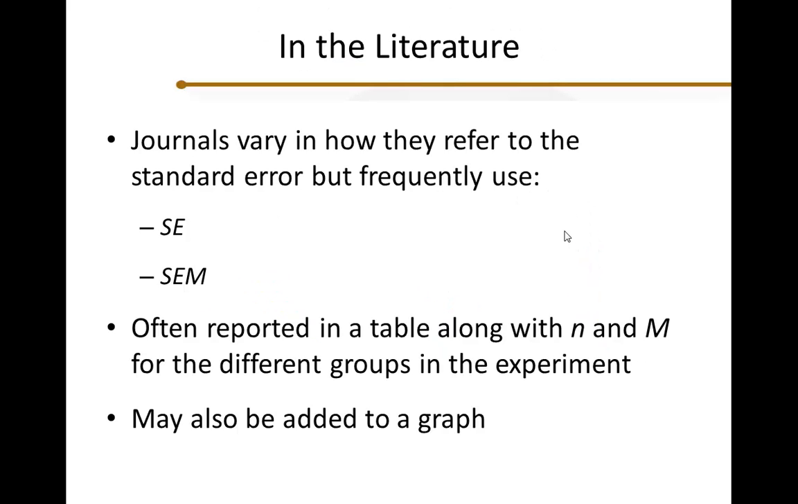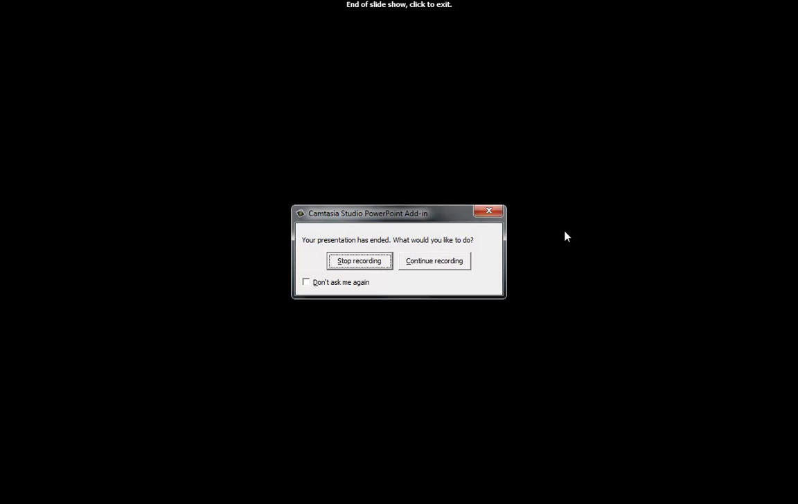So in the literature, journals vary, but typically they refer to standard error as SE or SEM. It's often reported in a table along with your n and your mean for the different groups in the experiment, and it can also be added to a graph. So those are the key things to take away from chapters 5, 6, and 7.